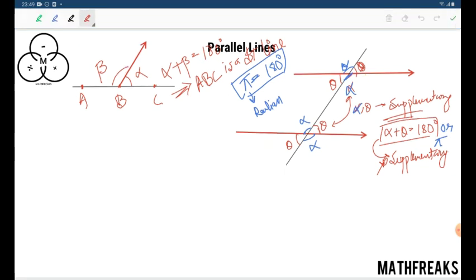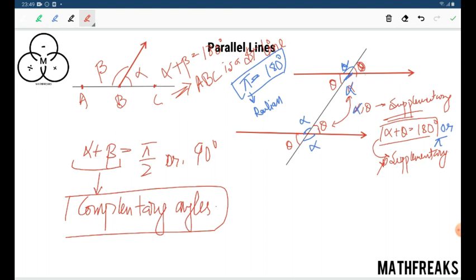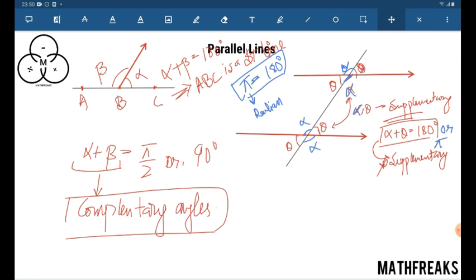And when two angles, alpha plus beta, sum up to 90 degrees, or pi by 2, they are called complementary angles. This was all about parallel lines.